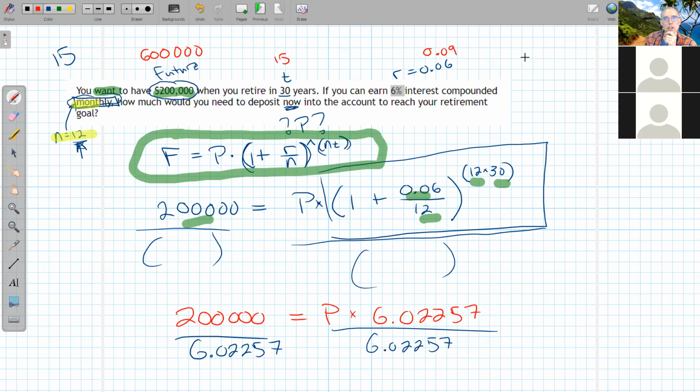So on the calculator, my parentheses would look like 1 plus 0.09 over 12. And then to the power, parentheses, 12 times 15.